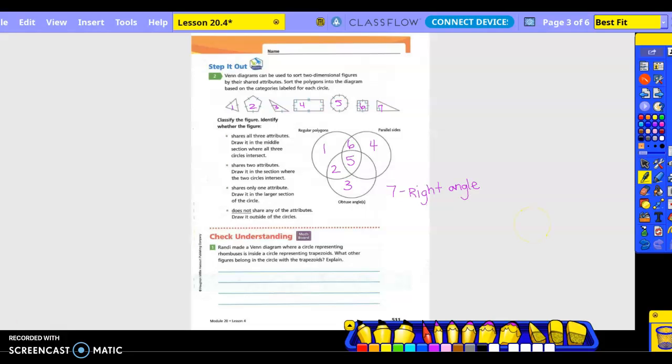Second example, number 1. Randy made a Venn diagram where a circle representing rhombuses is inside a circle representing trapezoids. What other figures belong in the circle with the trapezoid? Okay, so if the rhombuses can go in there with the trapezoids, then the trapezoids have to have at least what? What is the rule for a trapezoid? It has at least one pair of parallel sides, right? Okay, so what else has at least one pair of parallel sides?